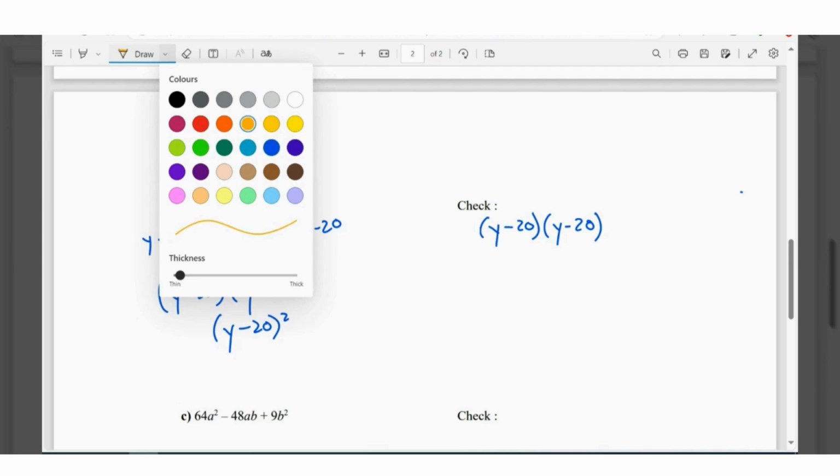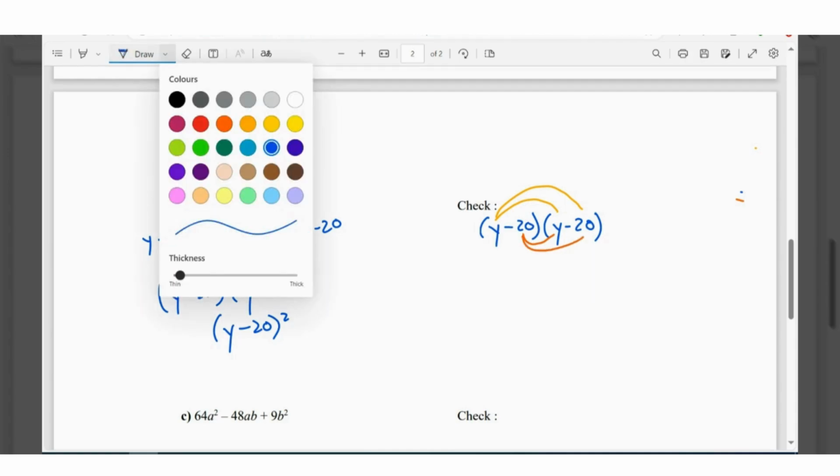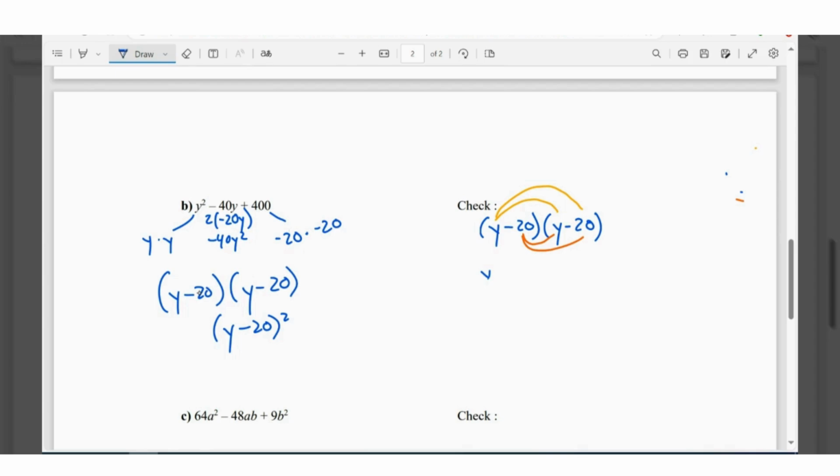So let's do the first and outside. Let's do inside and last. Y times y is y squared. Y times negative 20, negative 20y. Negative 20 times y, negative 20y. And negative 20 times negative 20 is a positive 400.